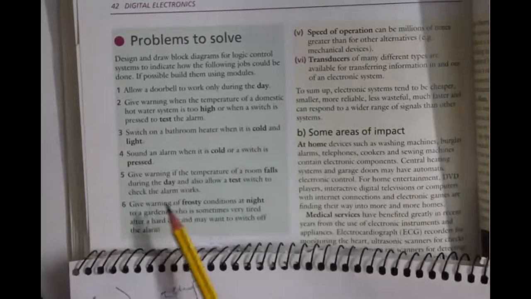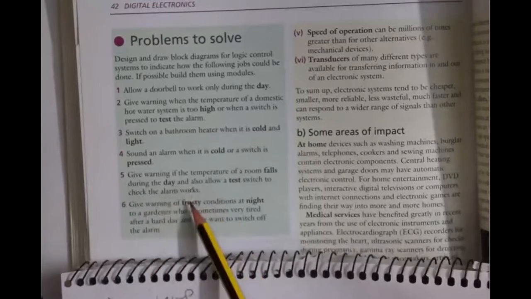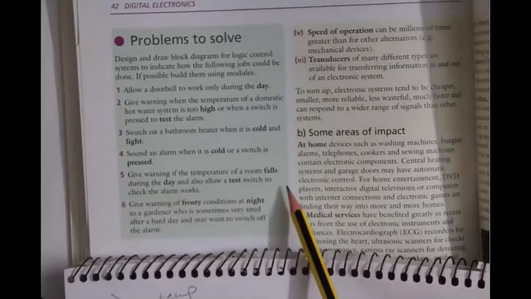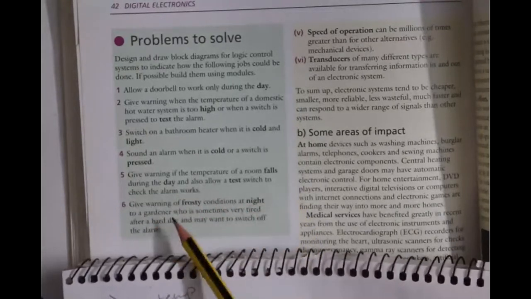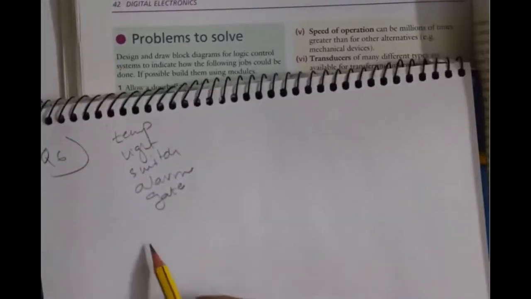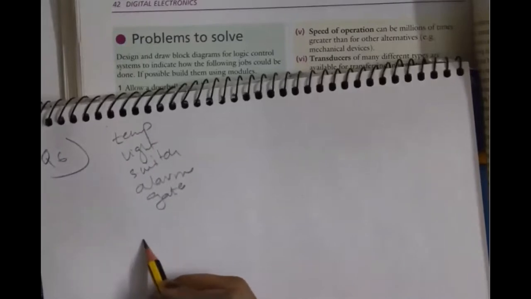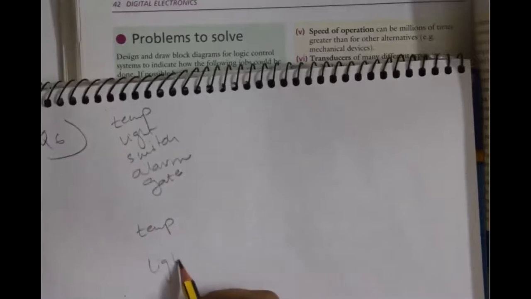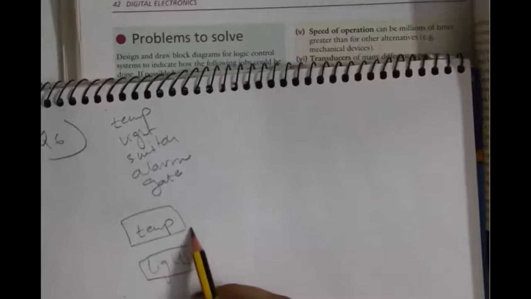In the beginning of the question, it groups these frosty and night conditions together, right? Give warning of frosty conditions at night to a gardener who is sometimes very tired after a hard day and may want to switch off the alarm. Because they have grouped them together, I'm going to keep the temperature sensor and light sensor together. And then the switch I'll keep separate, because I don't want anything getting mixed up.